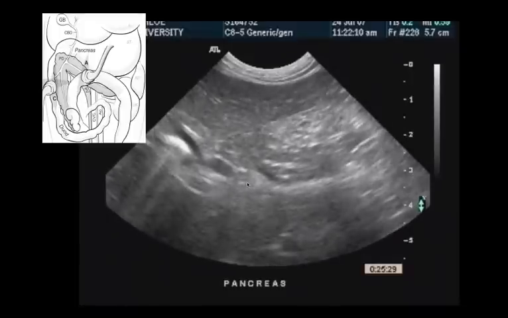We can then freeze the picture, place calipers to measure the overall thickness of the pancreas, and in a normal medium-sized dog, the pancreas should be about 1 centimeter thick.